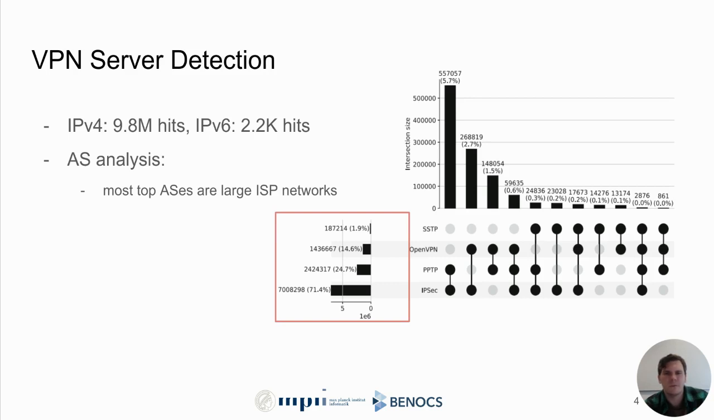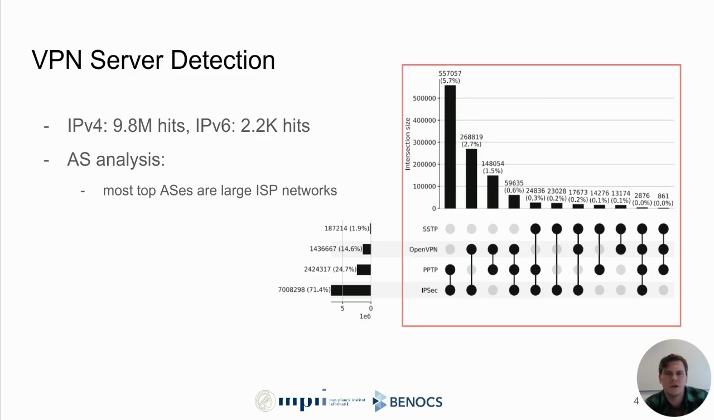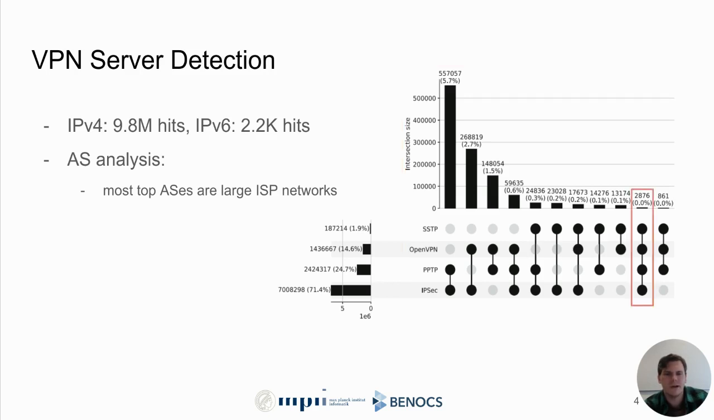Looking at this UpSet plot here, on the left horizontal bars we can see the number of servers per protocol that we could detect, and we can see that we detected by far the most for the IPsec protocol. The vertical bars show the intersection of those 4 server sets, and the included sets are indicated by the dots below. So, for example, the second bar on the right shows the servers that support all 4 protocols, and the largest bar on the left shows the servers that support both PPTP and IPsec.